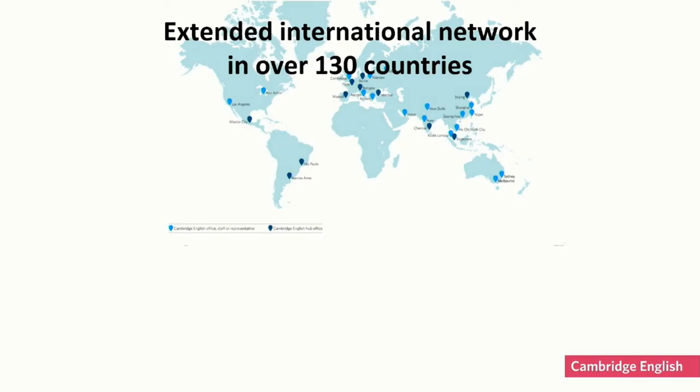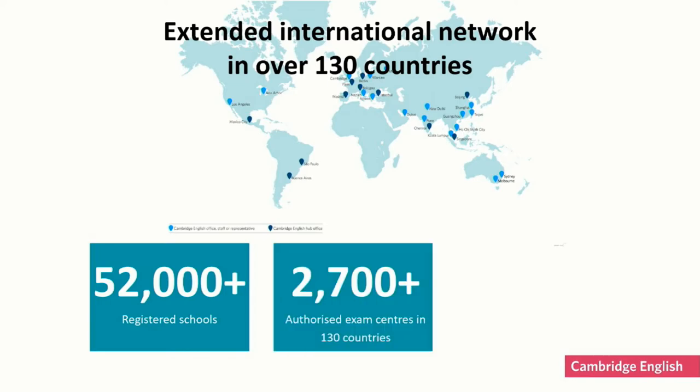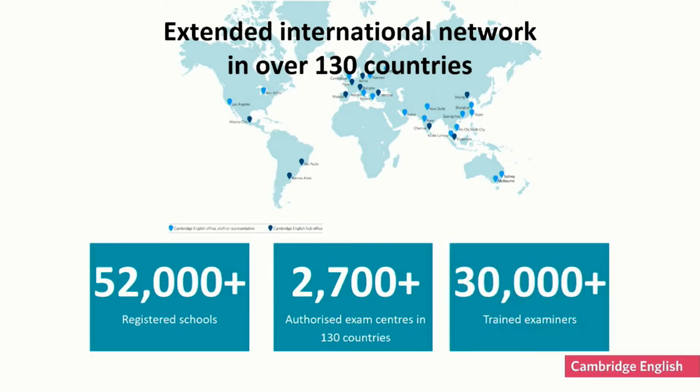So, extended international network in over 130 countries, among them Bolivia, more than 52,000 registered schools, more than 2,700 authorized centers in 130 countries, and more than 30,000 trained examiners. About this number, wouldn't you like your school to be in this list? That is possible. You can be either a training center if you train your students to get Cambridge exams, or you can be a Cambridge school if all teachers and students work on the structure of Cambridge. And that is possible for all of you. That's important to say.